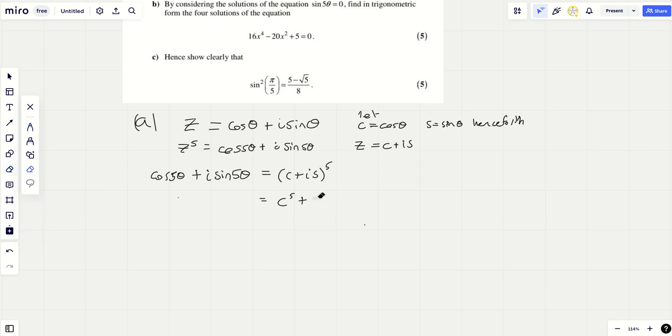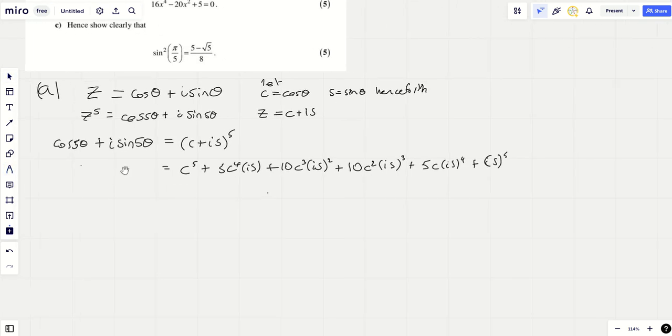Binomial coefficients, oops. So we're going to have c to the 5, plus 5 c to the 4 is, plus 10 c cubed is squared, plus 10 c squared is cubed. I'm just thinking about Pascal's triangle here, if I'm honest. Plus 5c times is to the 4, plus is to the power of 5, yeah? Okay, so we've got that.